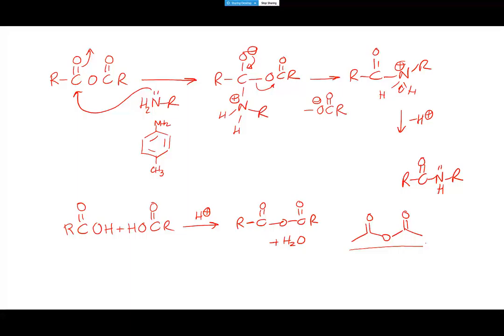But this is an easier way to make an amide. It's a little bit more environmentally friendly to make an amide than using the acid chloride. So if somebody was going to make an amide in an industrial setting, they would use acetic anhydride. They would not use an acid chloride. Primarily because in a plant, there's no big round bottom.